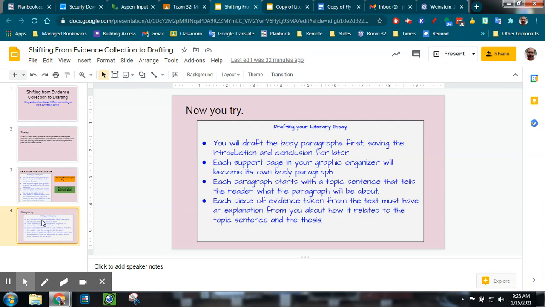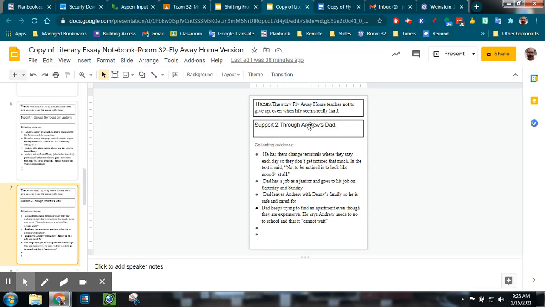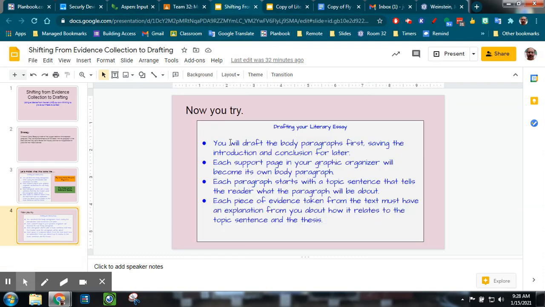So you start with the topic sentence that comes from your support. Then you go evidence, explanation, evidence, explanation, evidence, explanation. All right, pause the video now, and that way you'll be able to refer back to this anchor chart.